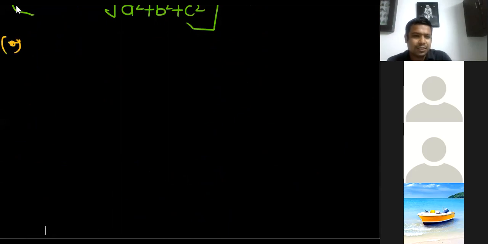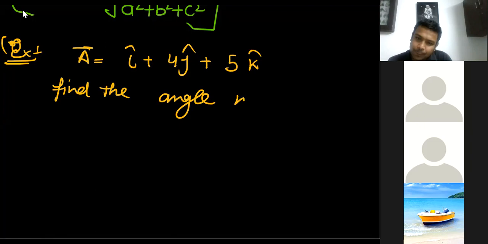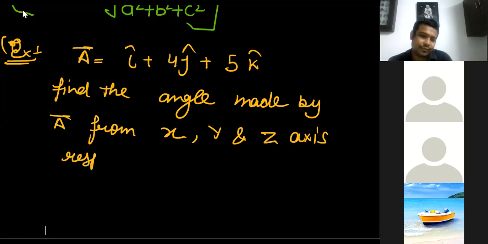My dear friends, please solve this example. Suppose the vector A is i cap plus 4j cap plus 5k cap, then find the angle made by vector A from the x-axis, y-axis and z-axis respectively. Tell me, my dear friends.